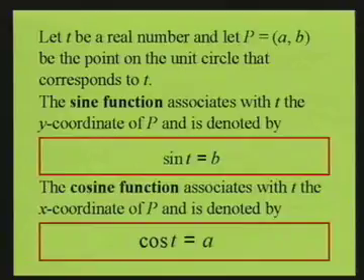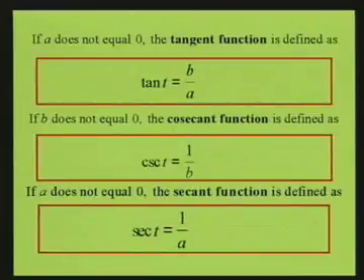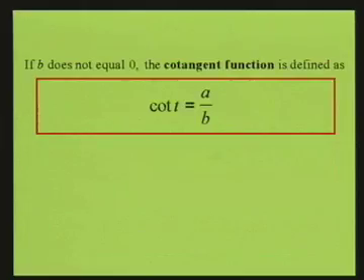So let T be a real number and let P equal (A, B) be the point on the unit circle that corresponds to T. The sine function associates with T the y-coordinate of P and is denoted by sine of T equals B. The cosine of T equals A, the x-coordinate. The tangent will be the ratio of the y-coordinate to the x-coordinate. The cosecant will be 1 over the y-coordinate, provided the y-coordinate does not equal 0. The secant function is going to be 1 over the x-coordinate, provided that the x-coordinate is not 0. And finally, provided that the y-coordinate B is not 0, the cotangent function is going to be the x-coordinate over the y-coordinate.